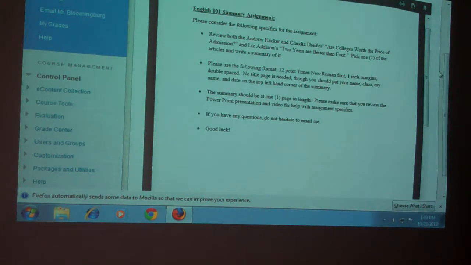You do not need a title page, though you should put your name, class, my name, Professor Bloomberg, and date on the top left-hand corner of the summary. Please, again, look at the Purdue Owl and your New Century Handbook to see how to set up that information. The summary, again, should be 1 page long. Make sure that you review, again, the PowerPoint slide we just went over, and this is the video, so obviously you're looking at that now.